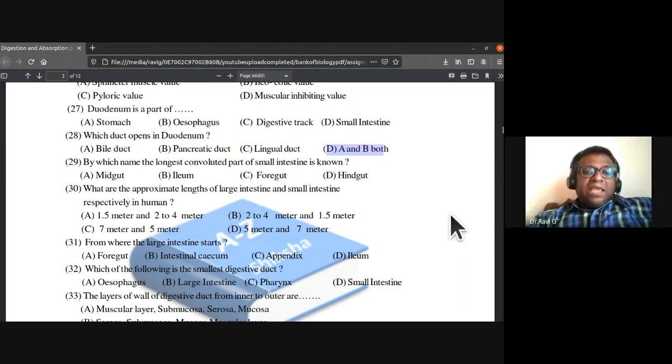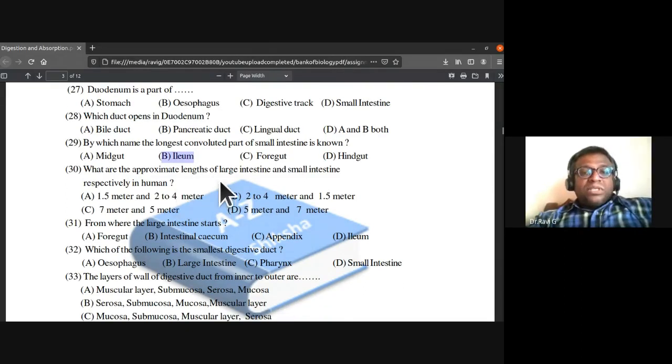By which name is the longest convoluted part of small intestine known as? Is it midgut, ileum, foregut, or hindgut? The longest convoluted part, that is the one with the most folds, is known as ileum. So B is the answer.